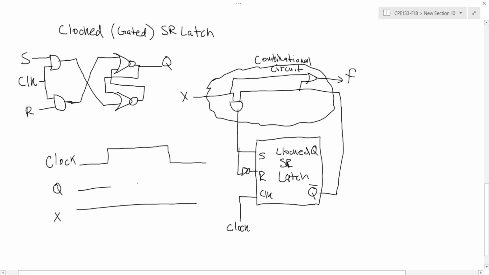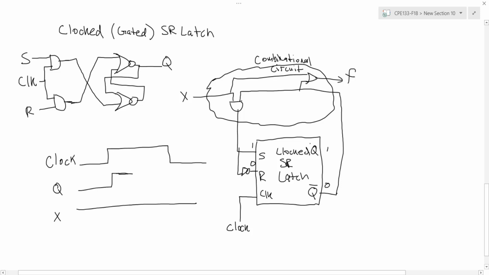So at the beginning, my current state is 0, so Q naught will be a 1. X is also a 1, so 1 and 1 is 1, so my S and R values are 1, 0. And so my state, after propagating through the AND gate, is going to go high. And eventually, after the signals propagating through my clocked SR latch, from the inputs S and R to the output Q, my output will change to 1, 0, which is as I see here in the timing diagram.